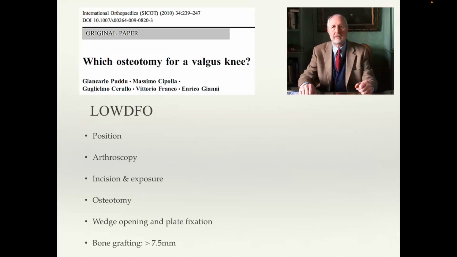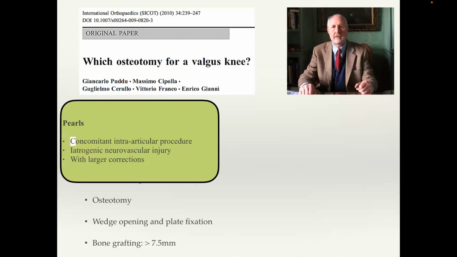So, for lateral open wedge distal femur osteotomy, what is needed? You have to know the position of the patient, and we do arthroscopy to rule out any cartilage damage. Then we proceed to incision, exposure and osteotomies. You have to do the pre-op evaluation, do the osteotomy, and the wedge opening should be calculated. Then plate fixation.